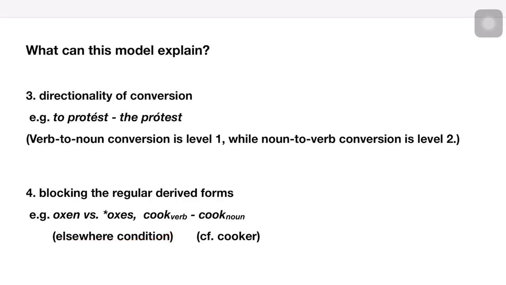Also, when it comes to cook as a verb, we can say that a word that means a professional who does cooking is not a cooker, but a cook. This is also because level 2 morphological affixation, or addition, is unlikely after conversion. That was all I addressed throughout the lecture.